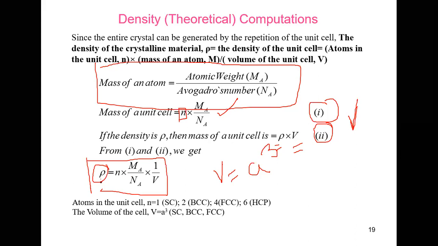You can calculate the theoretical density. This density is called theoretical density, even before making the crystal. N is the number of atoms per unit cell, which is 1 in case of simple cubic, 2 in case of body-centered cubic, 4 in case of face-centered cubic, and later on we are going to study the hexagonal close-packed crystal structure. That has a number of atoms per unit cell of 6. We're going to study this one later on. And then the volume is a cube, as I have mentioned, in case of simple cubic, body-centered cubic, and also face-centered cubic crystal.